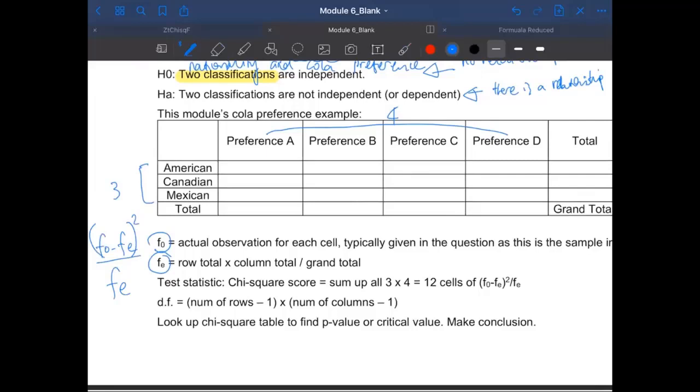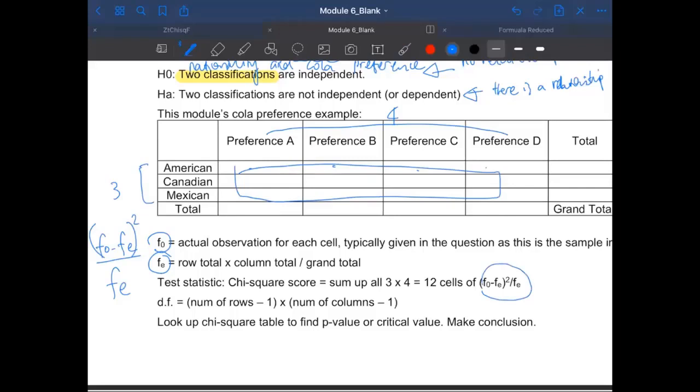As you can see here, the test statistic is the sum of all the 12 cells. So you have to do that for each one of them. That means you have to do this one, do it for this one, for 12 of those, for each one of them. And then you're going to sum up 12 ratios, right?